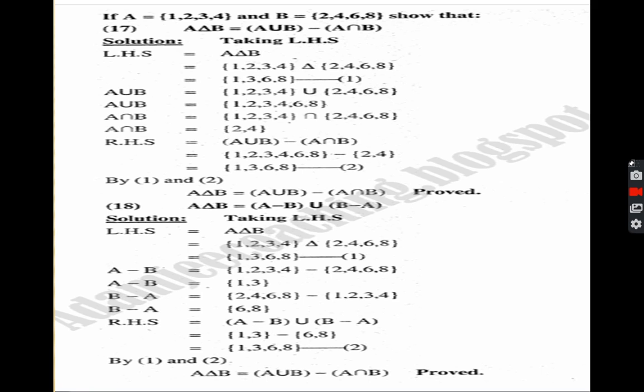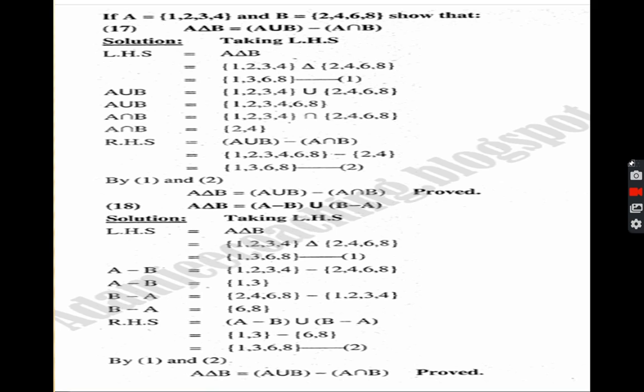Now we are finding the other term, A intersect B. Firstly we will put the value of A, then intersect, and then the value of B. The value of A is equal to 1, 2, 3, 4, and the value of B is equal to 2, 4, 6, 8. So we will intersect them, then the answer is 2, 4, because in 1, 2, 3, 4 and 2, 4, 6, 8, the common are 2 and 4.